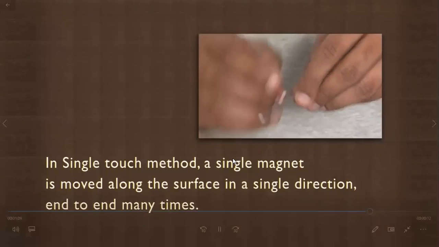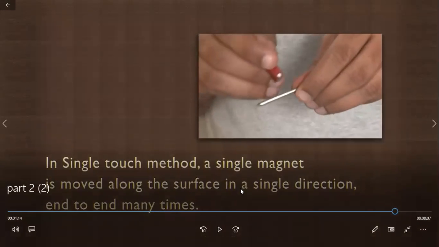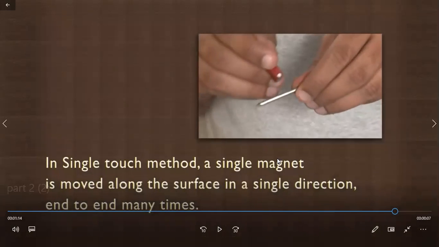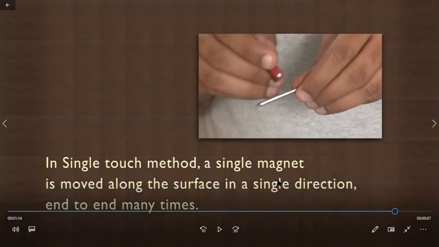In the single touch method, a single magnet is moved along the surface of the nail in a single direction. Make it a point that you need to use it in a single direction. If you are using a back direction, then rub it in a back direction only. And if you are using a front direction, then you need to rub it in the front direction only, right? So if you are going clockwise, go clockwise. If you are going anti-clockwise, then rub it anti-clockwise only. Okay, because if you change the direction of the rubbing, then it will not be able to magnetize itself.